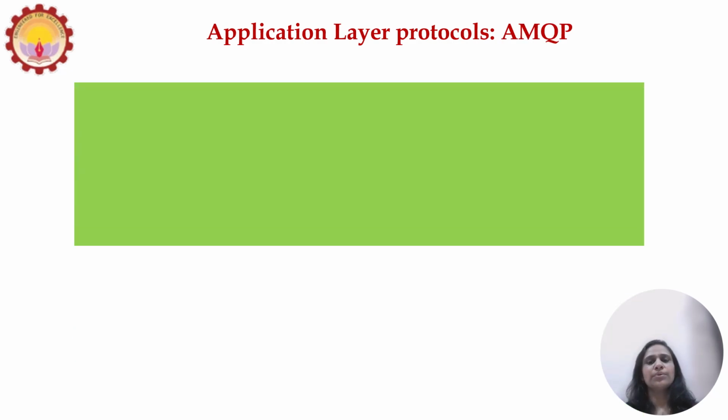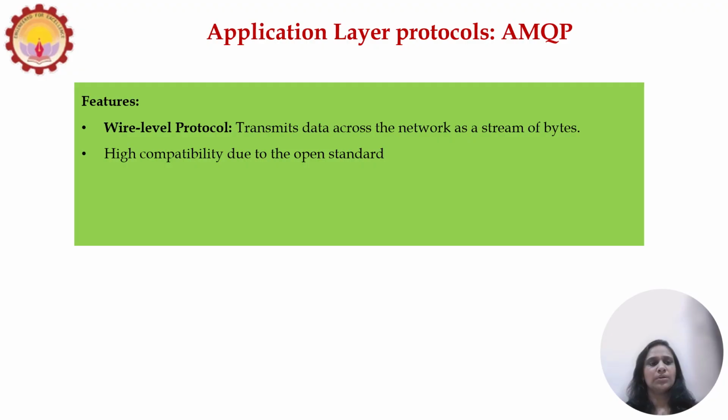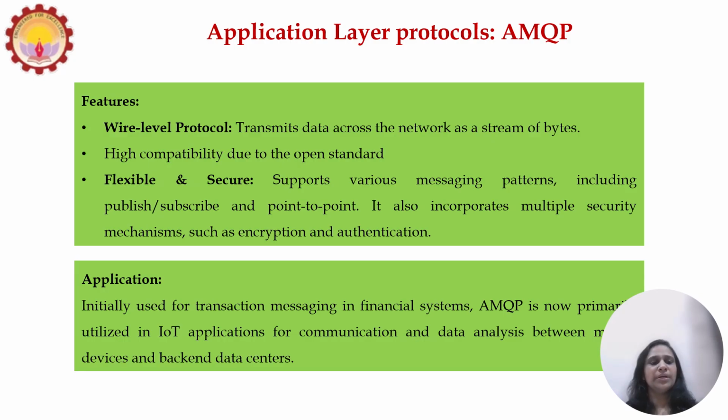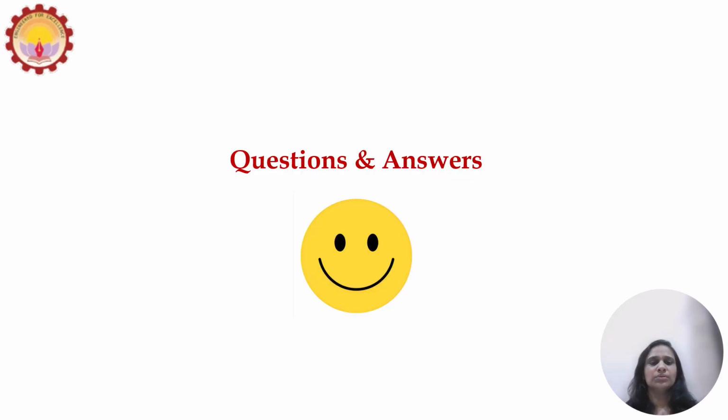Next application layer protocol is AMQP. Its features: it is a wire level protocol, transmitting data across the network as a stream of bytes, and has high compatibility due to open standards. It's flexible and secure. The application is that it was initially used for transaction messaging in financial systems and is now primarily utilized in IoT applications for communication and data analysis. Thank you.